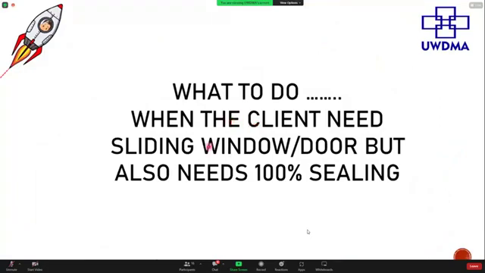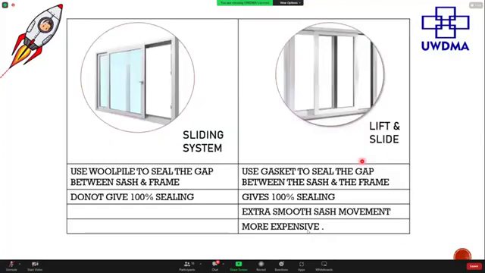Okay, so what to do when the client needs a sliding window system? As I've told you, sliding has an advantage, especially for balconies, because the panels slide left and right, and they don't need space for opening the sash in or out. So what to do? Now your client is saying, no, I can't go with the casement system. I don't have space inside, I don't have space outside, but I need sealing also. Now, what are you going to do?